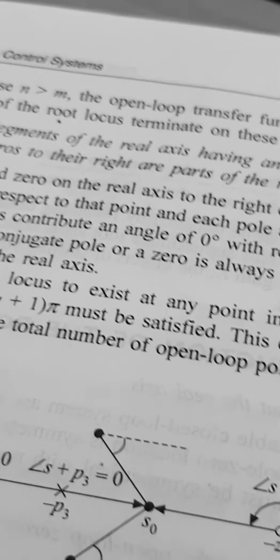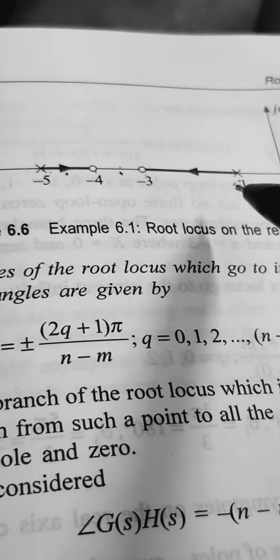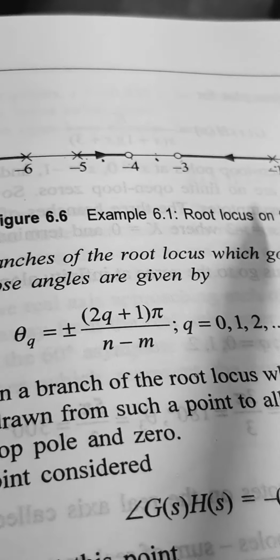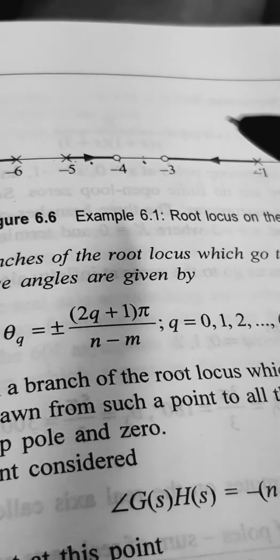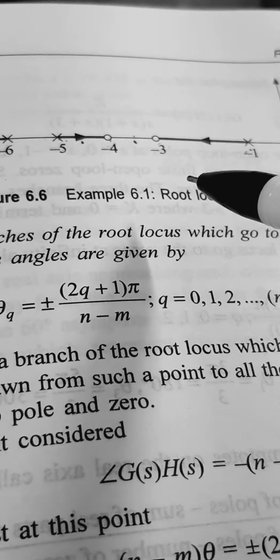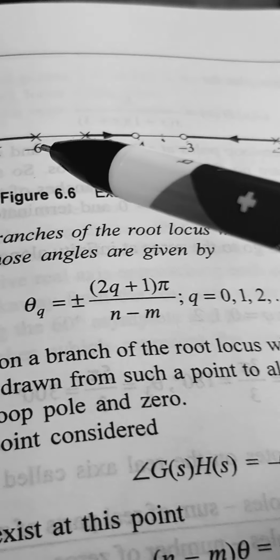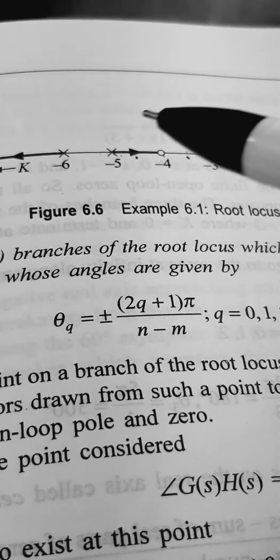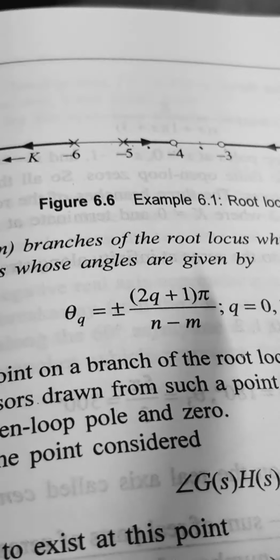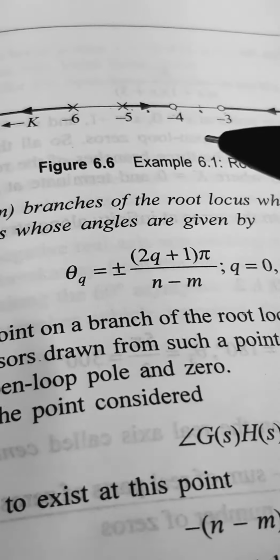In this figure you can see that if you are taking this segment, to the right of this segment there are 1, 2, 3, 4, 5 — a total of 5, that means 3 poles and 2 zeros. So a total of 5 poles and zeros. So it is an odd number, so this segment is included in the root locus.